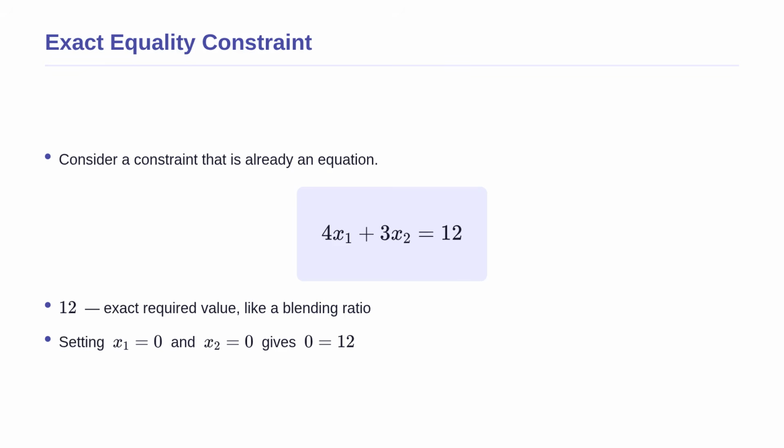Let us examine the mathematical form of an exact equality. Here we have 4x1 plus 3x2 equals exactly 12. The number 12 represents a strict requirement, like an exact blending ratio in chemical manufacturing. If we increase x1, we must decrease x2 to maintain the exact balance of 12. If we try to start the simplex method by setting our main variables x1 and x2 to 0, we get 0 equals 12, which is mathematically false. The simplex method has no single variable it can use as a starting point here.